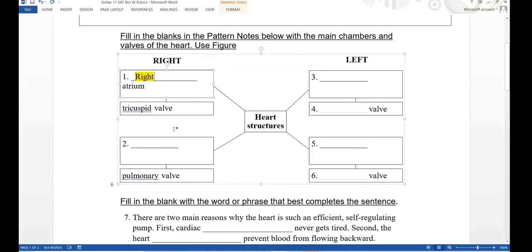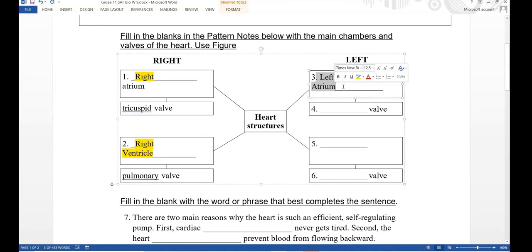Okay, now question number 2. Which ventricle is it? We are coming down from the right atrium to the right ventricle. So obviously this is the right ventricle. It is so simple. Go on, what is this? Number 3. Which chamber is it? Left atrium. Very good. It is the left atrium.